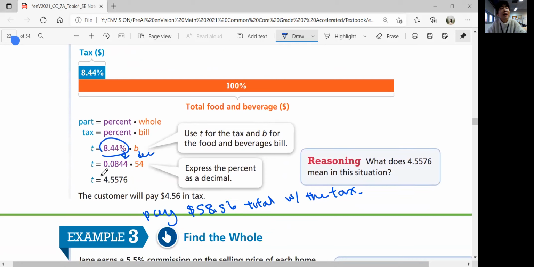So after you get T, you need to know what the number represents. It's going to represent dollars, or the money, right? The money that represents the tax.